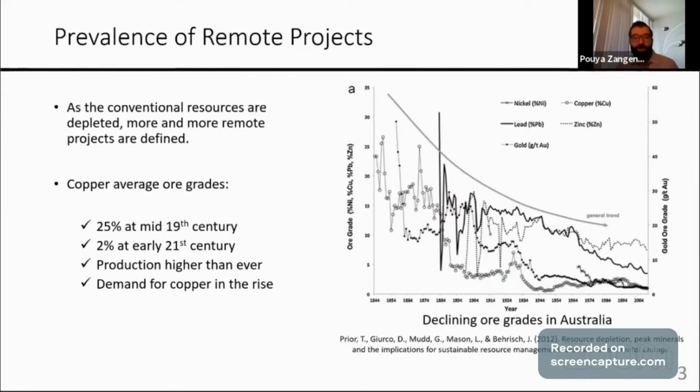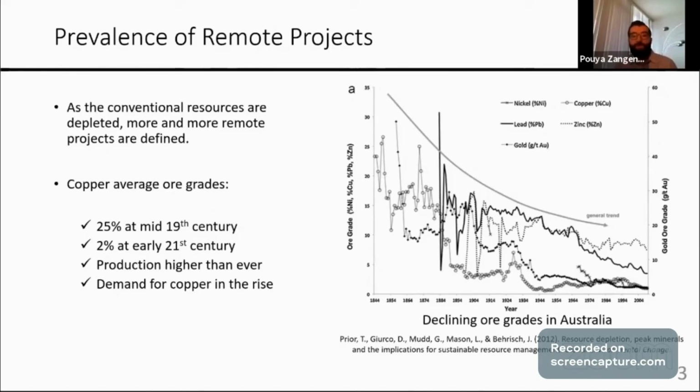So a little bit on the prevalence of remote projects. This is a graph from a study by Prior done in Australia. It shows that from the mid-19th century to the early 21st century, the average copper ore grade fell from 25% to 2%. That means that as the world is depleting the better and more potent resources, we have to look forward to perhaps more remote resources that we can tap into.